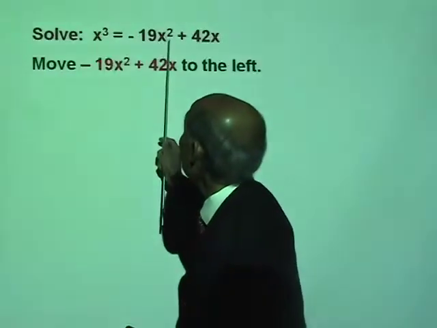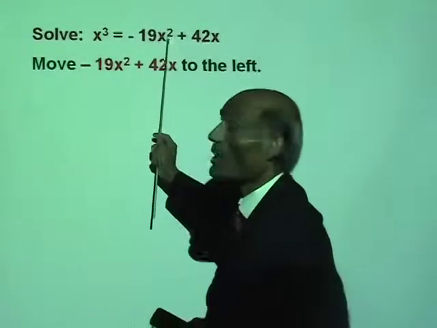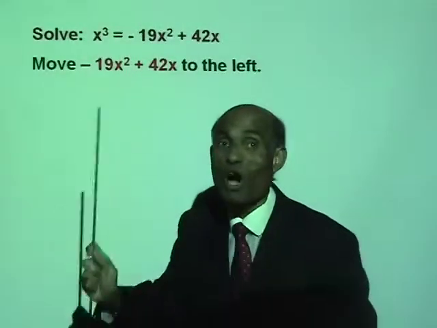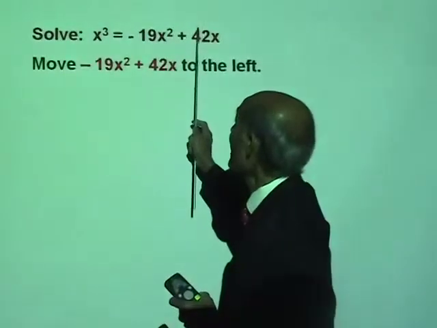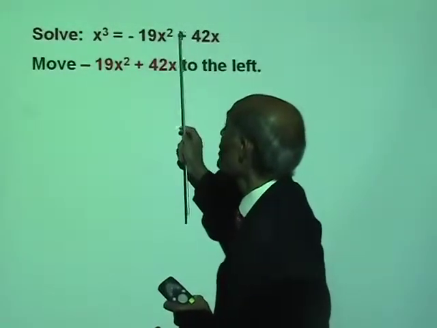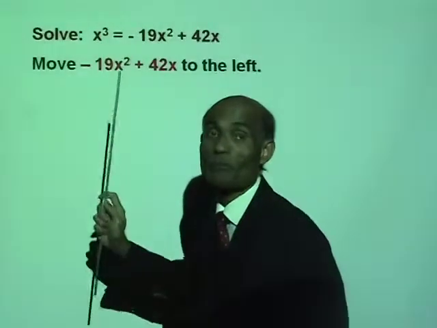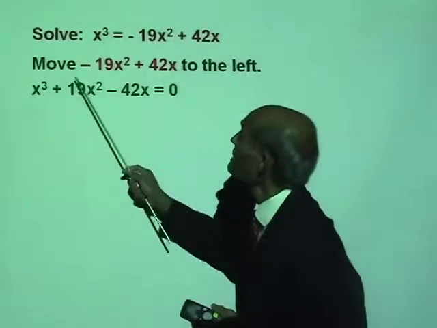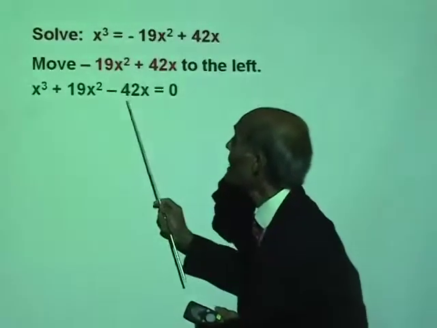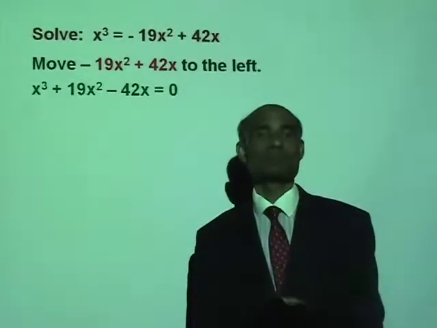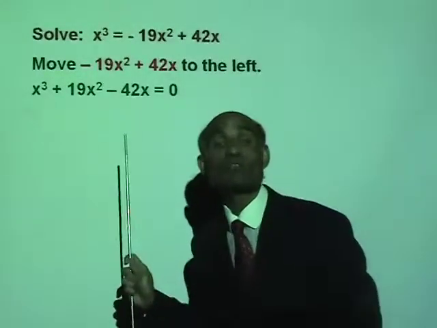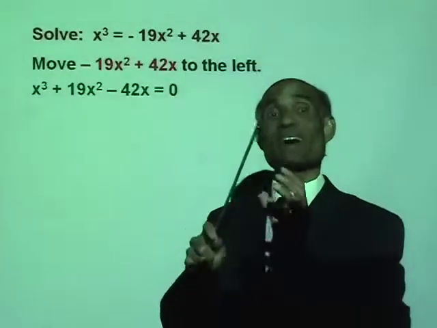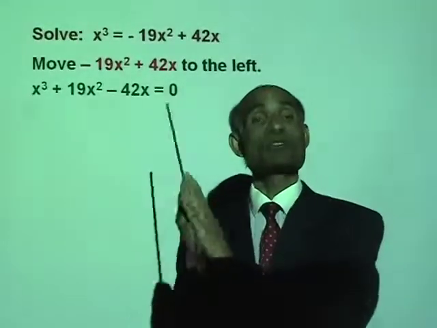So let's move negative 19x squared. When negative 19x squared is moved to the left, it will become positive 19x squared. When positive 42x is moved to the left, it will become negative 42x. So you have x cubed plus 19x squared minus 42x equal to 0. We have done the first step. We moved all the terms from the right side to the left side and made the right side 0.